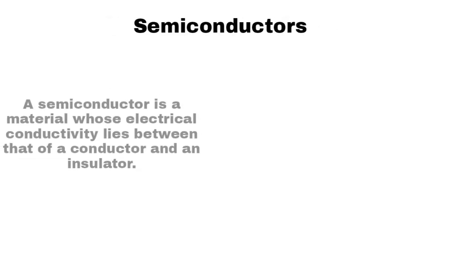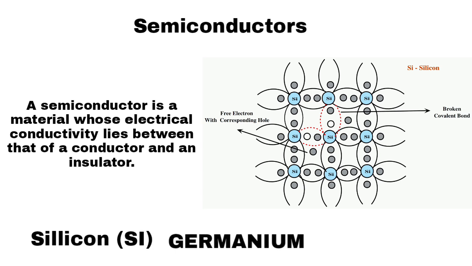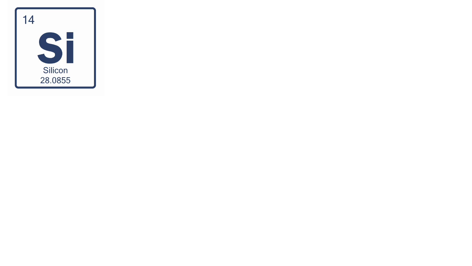Now we come to the third category. A semiconductor is a material whose electrical conductivity lies between that of a conductor and an insulator. The most commonly used semiconductor materials are silicon and germanium. Silicon is particularly important because it is widely used in modern electronic devices. Almost every modern electronic system contains semiconductor devices. Your smartphone, computer, television, calculator, and many other electronic devices all depend on semiconductor technology.